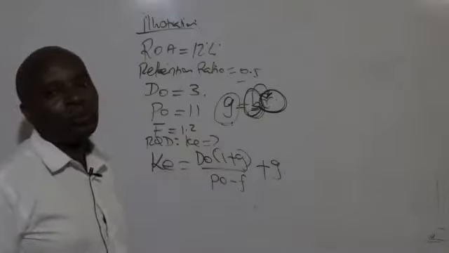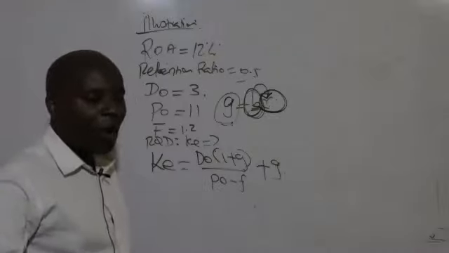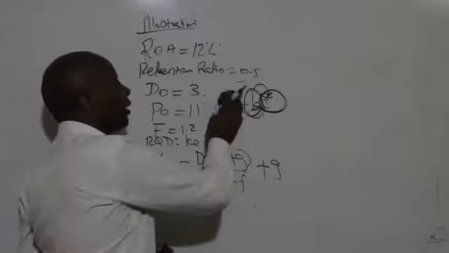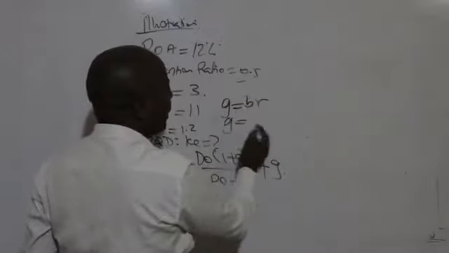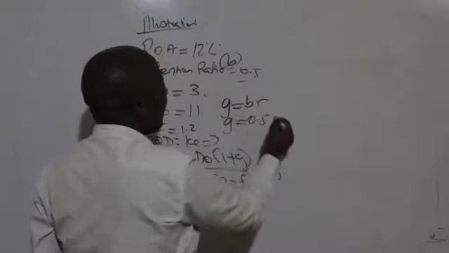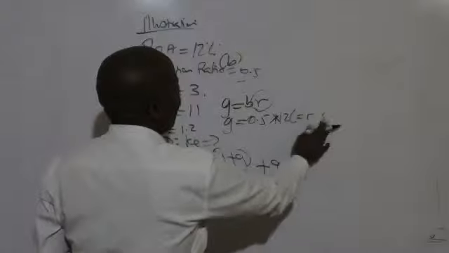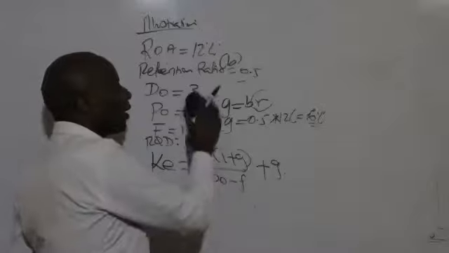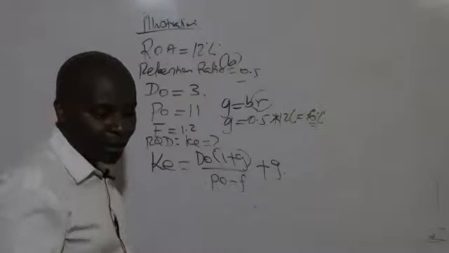So growth rate is a function of how much we retain and what return we are getting out of assets that we've been able to invest in. So our G equals BR. Our G, ladies and gentlemen, equals BR. B is the retention, which is 0.5, and our R is this 12%. So basically our G will be 6%. This is the same as 0.06 like that. Now, having gotten that, getting my PO is a walk in the park. Check the question.